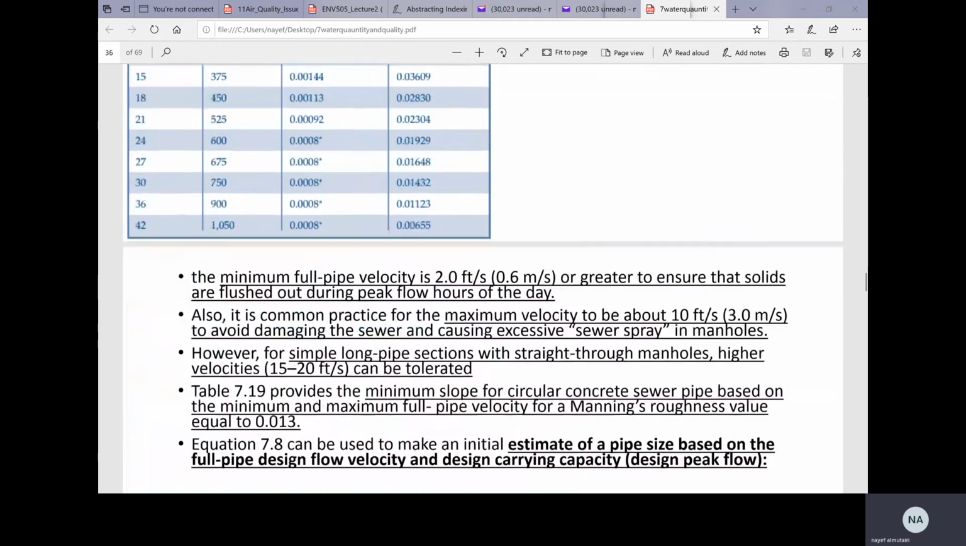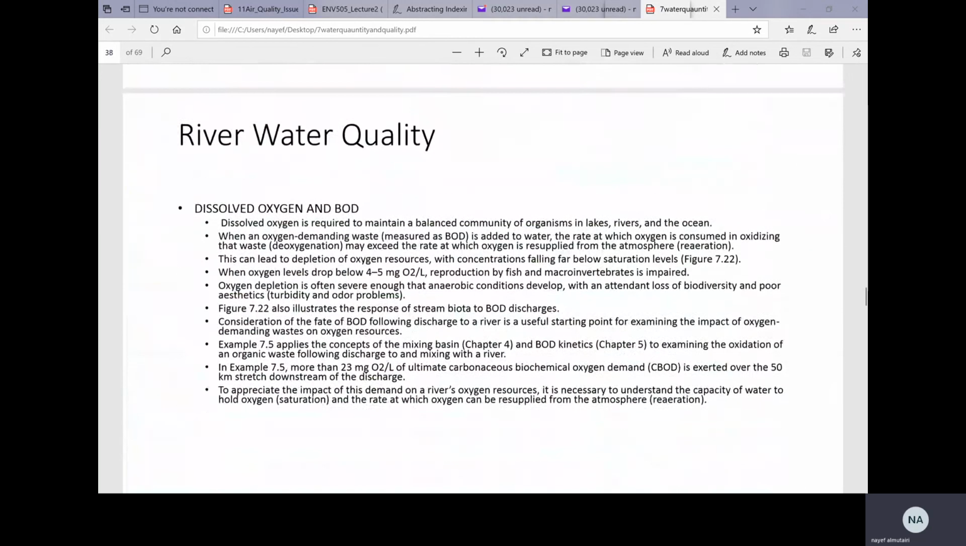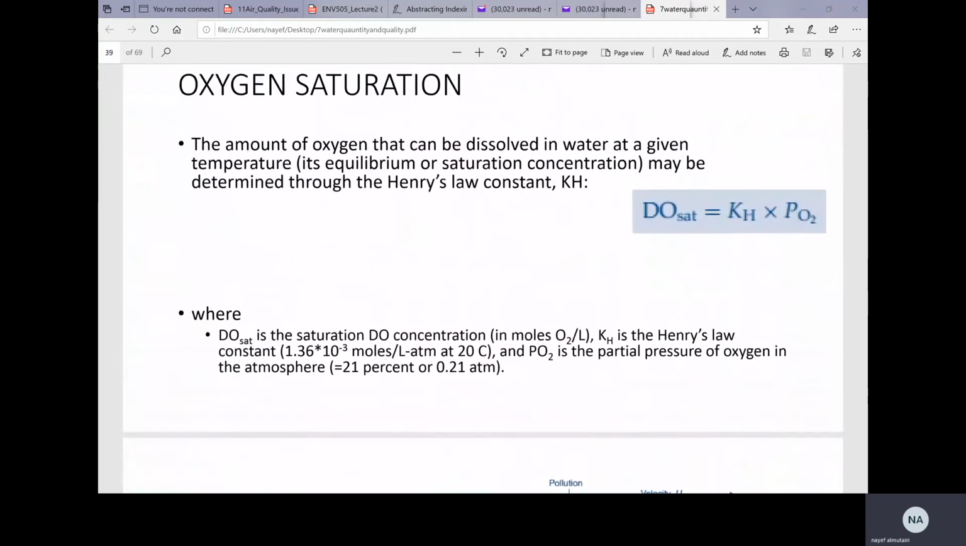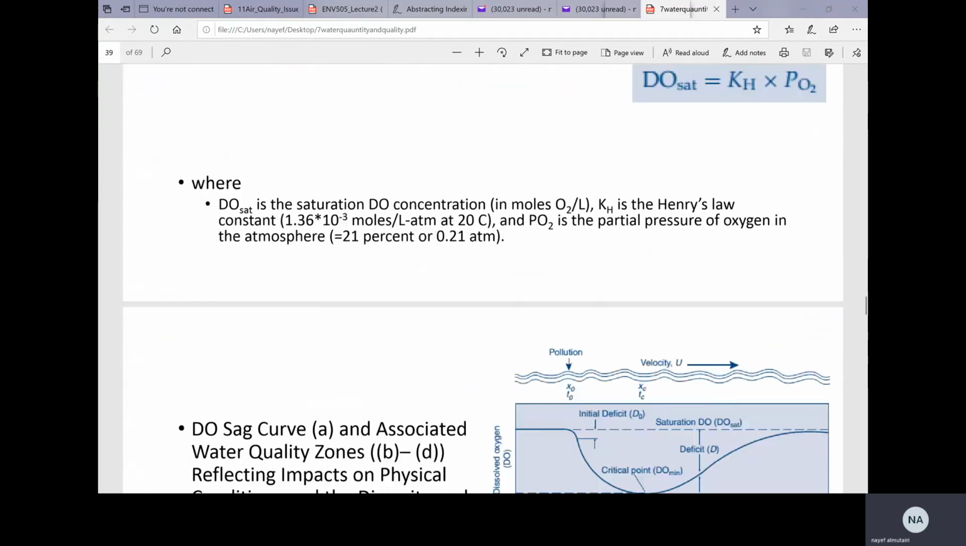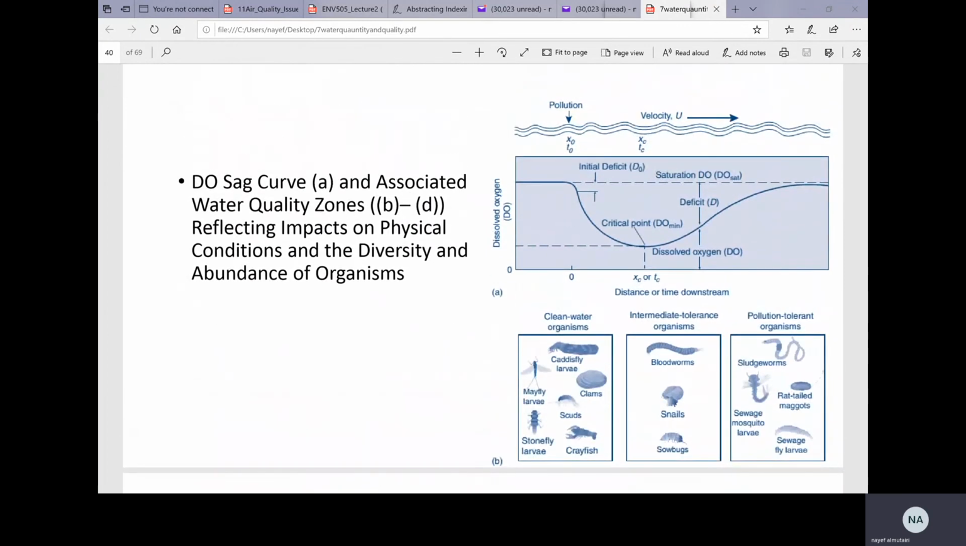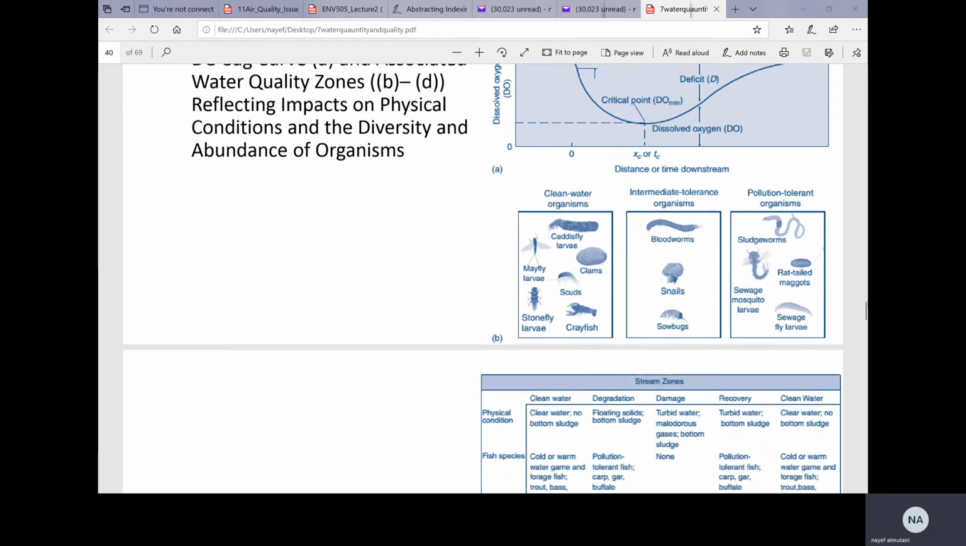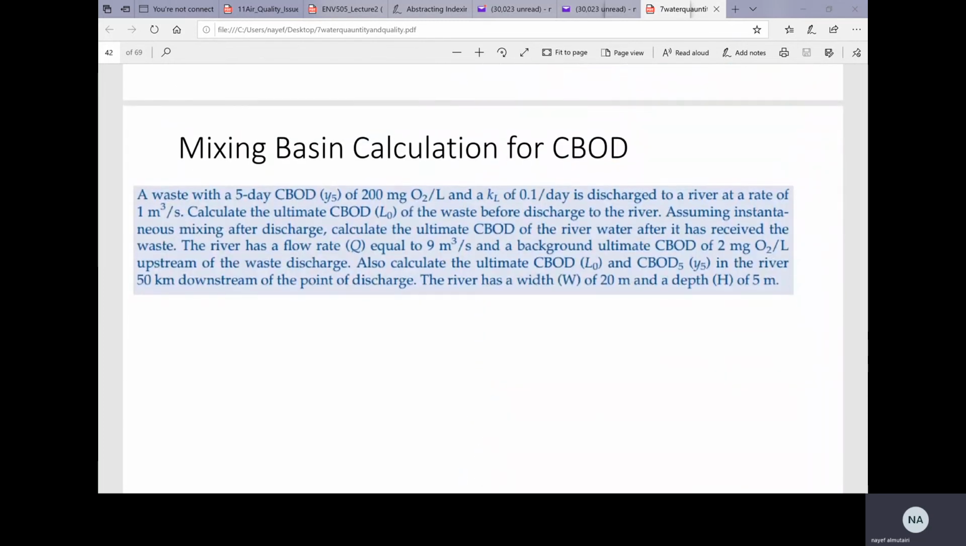So this is for river water quality. DO saturation equals KH, Henry's law constant, times the pressure of oxygen. So try to know what the DO sag curve is. Try to understand the parameters: initial deficit, DO minimum, deficit, saturation DO, and dissolved oxygen from the bottom, XC and TC. This is a very important example. Please redo this.